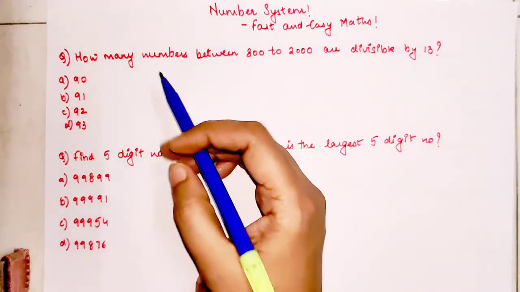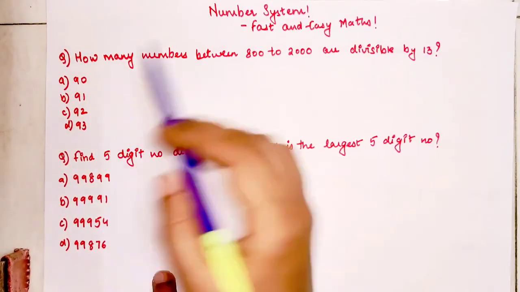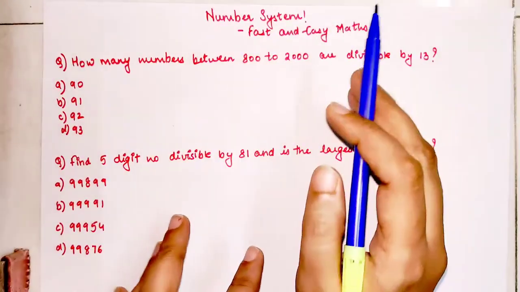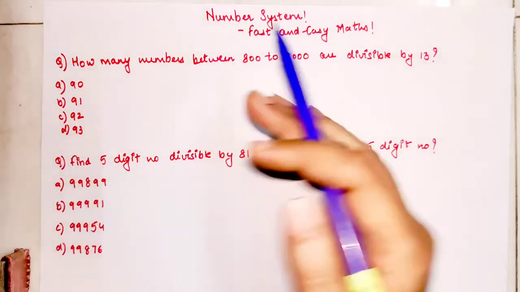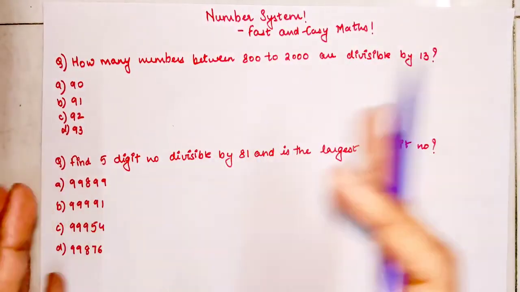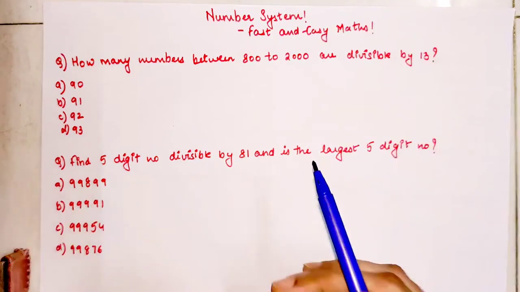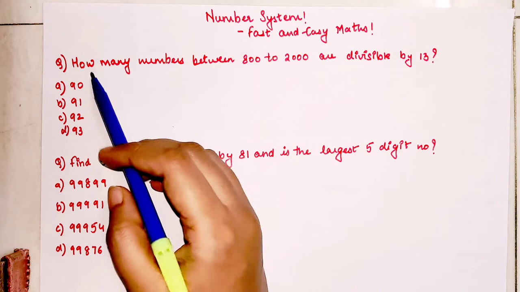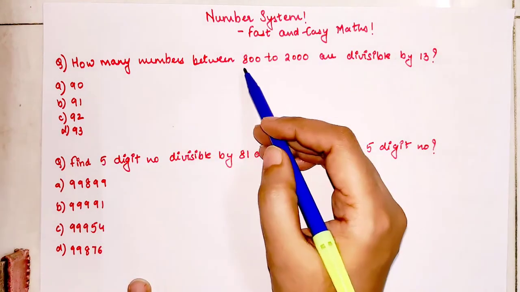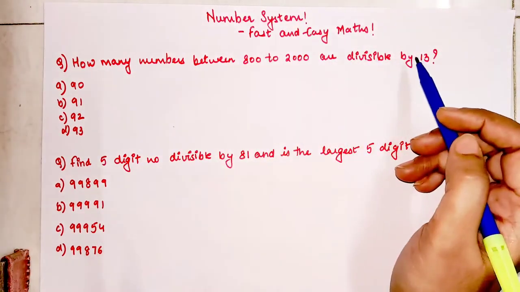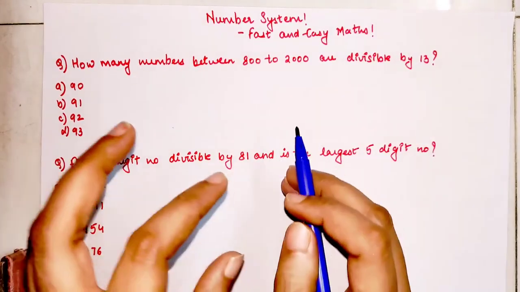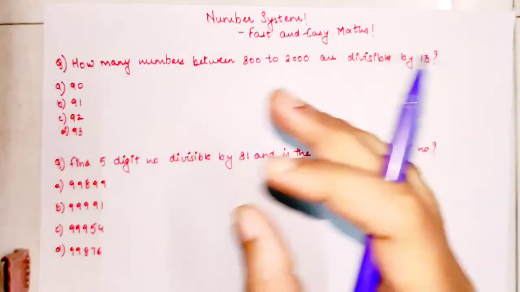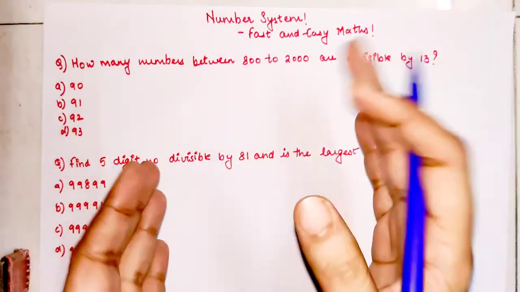Now, today I'm going to solve only number system questions, and all of these questions have been asked in UPSC, railways, bank PO. It has been part of many of these entrances, so I've picked out those questions which are most often asked. The question is, how many numbers between 800 to 2000 are divisible by 13? Please understand here, even if you don't get the exact division, you just have to find the roundabout quotient.